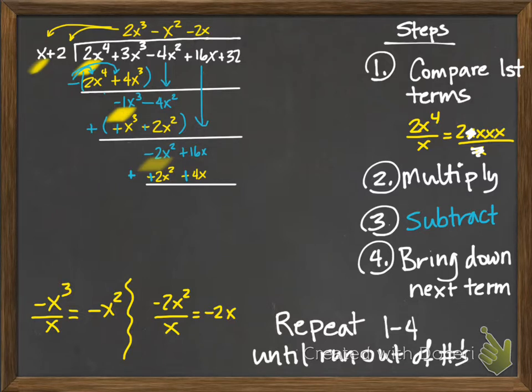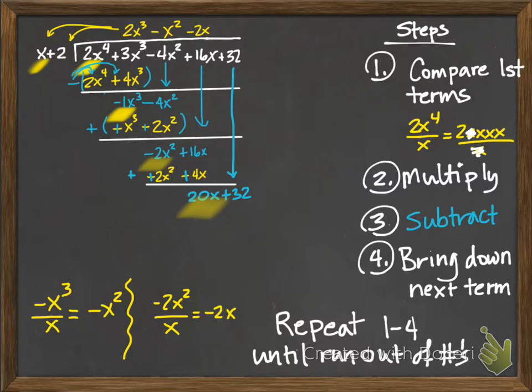So then, we're going to add these up. We get negative 2 plus positive 2, that cancels and gives us a 0, so we don't really need to write that. This is 16 and 4, they're added, so that gives us 20x. We're going to bring down this 32, so plus 32. And we start over again. We compare our first two terms, so we have an x and we have a 20x. Well, x goes into 20x 20 times, right?